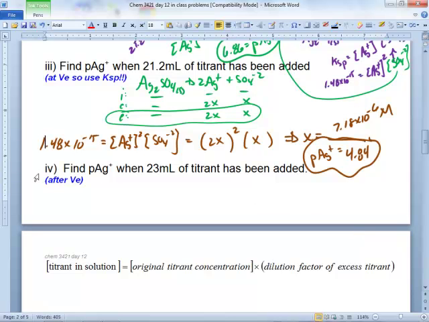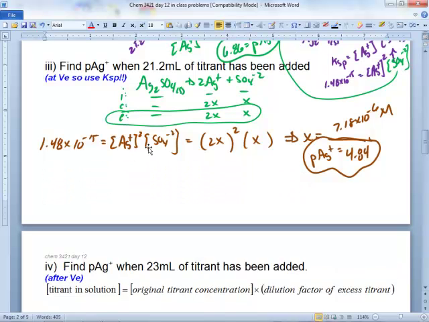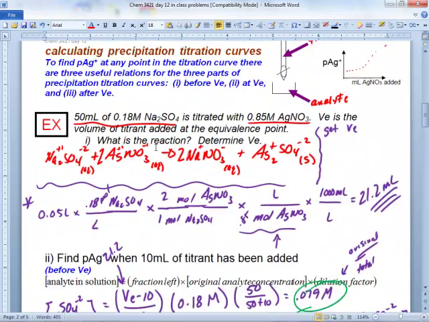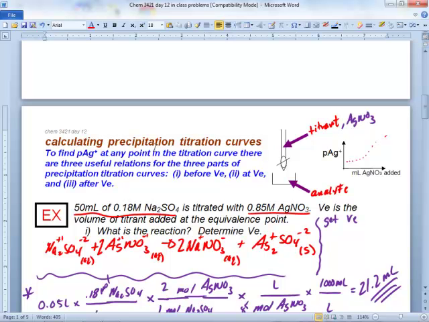The last part is you are now at 23 mils. You're after VE. Okay? So now you're just dumping in excess. You're dumping in extra titrant, extra silver. So there's no KSP problem anymore. You just have to figure out how much silver you dumped in.